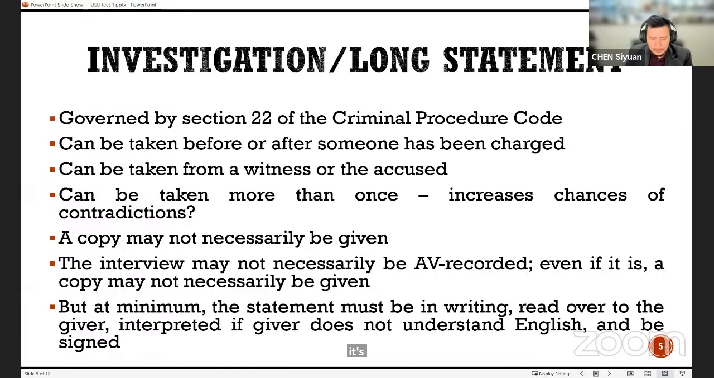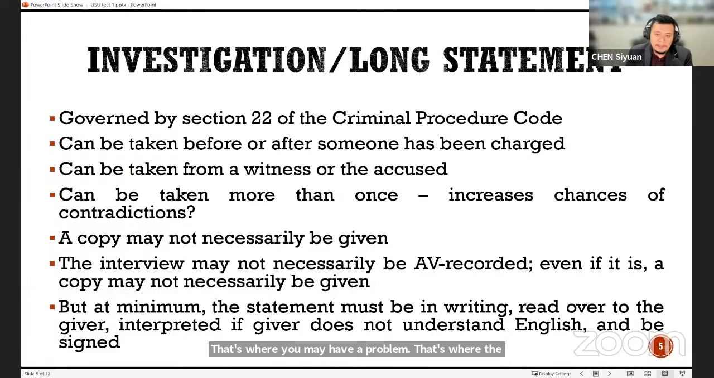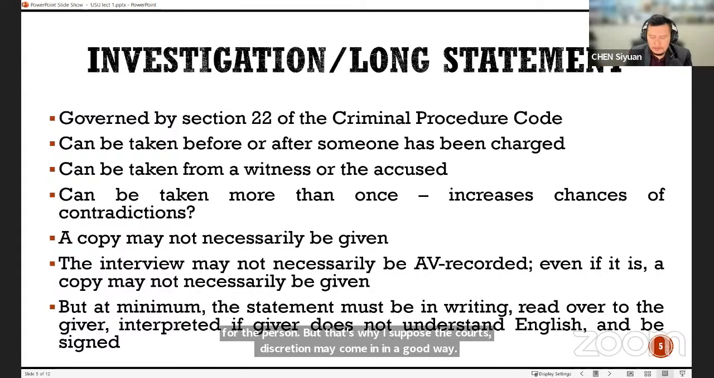But I suppose this is a problem that would exist everywhere. Right? There would definitely, in any jurisdiction, there's no guarantee that you can find someone who can interpret perfectly for the person. But that's where I suppose the court's discretion may come in a good way. So that's for your investigation statement, right? You're trying to gather the facts. So you interrogate witnesses, you interrogate accused persons.